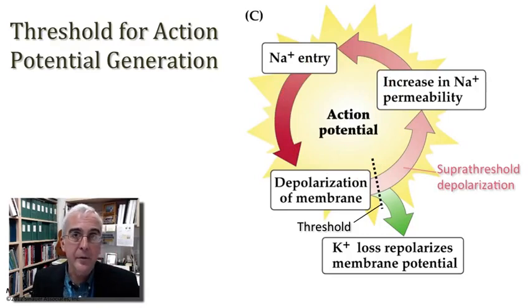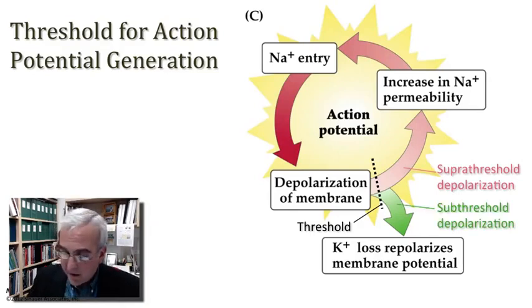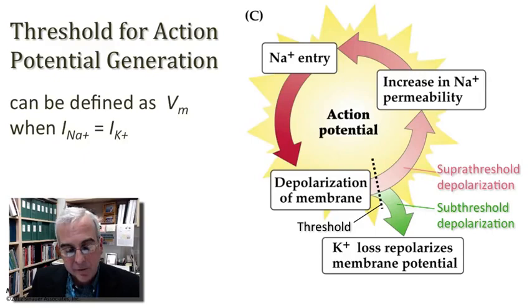Now we can also move the cell in the depolarizing direction away from rest and not hit the threshold for firing an action potential. That would be what we might call the subthreshold depolarization. So what's the difference between a depolarization that achieves threshold and one that doesn't? Well, the difference is whether that depolarization crosses threshold.